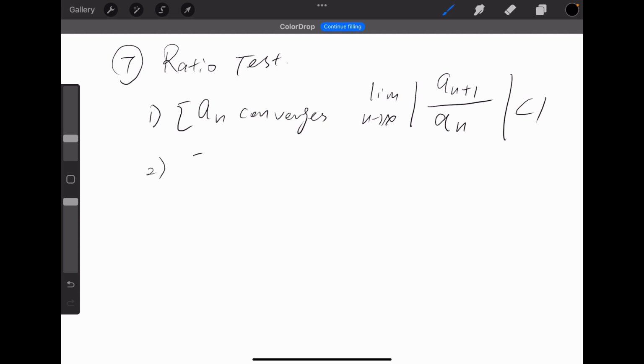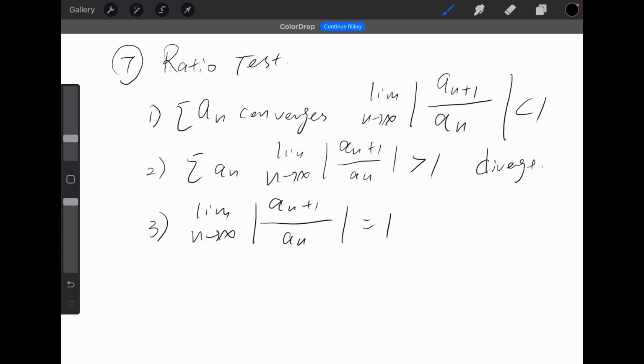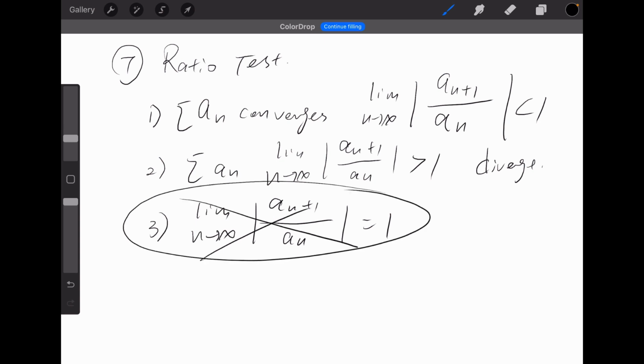Second, if the limit as n approaches infinity of an plus 1 over an is bigger than 1, which means the terms are increasing, then it diverges. But if the limit as n approaches infinity of an plus 1 over an equals 1, then the test fails, which means you need to find another test to determine whether it converges or diverges.